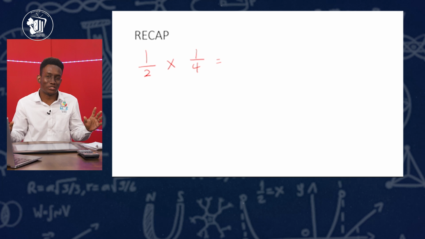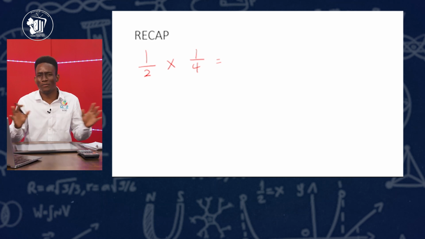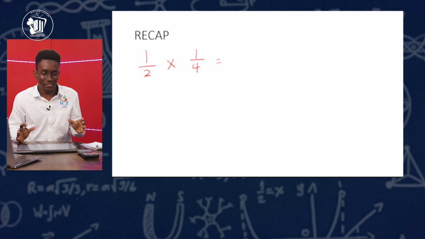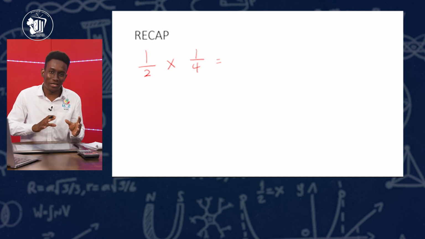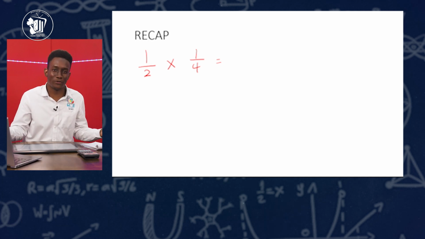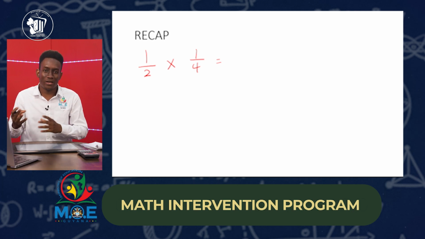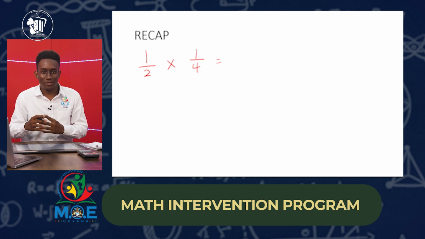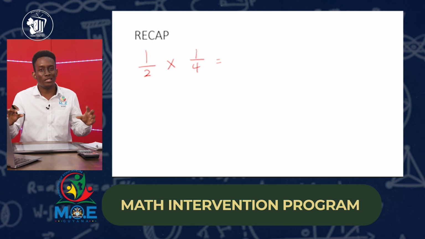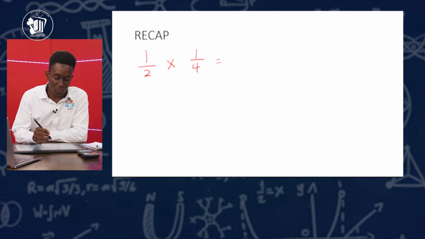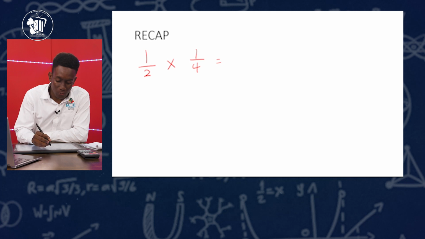So multiplying fractions should be everybody's favorite thing to do. Because when you're multiplying fractions, all you do, you multiply the numerator by the numerator and the denominator by the denominator. And if you can simplify, you simplify. Simply put, you multiply the top by the top and the bottom by the bottom. So let's look at this example. 1 over 2 multiplied by 1 over 4. This will be 1 times 1 will give you 1. And 2 times 4 would give you 8.